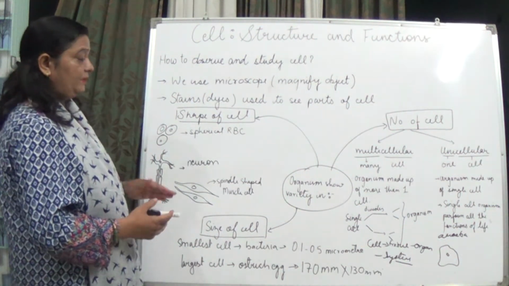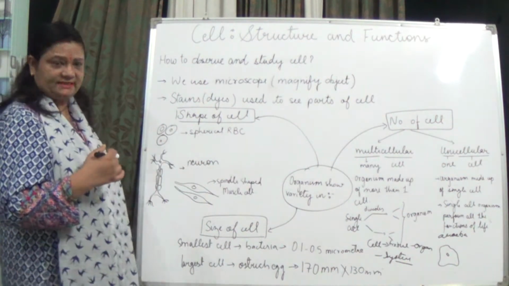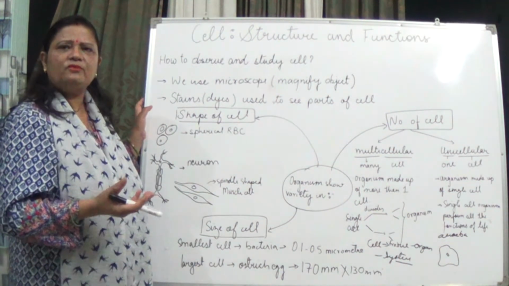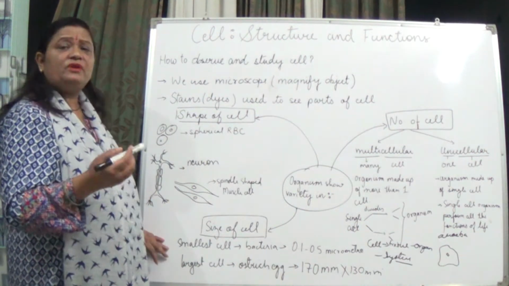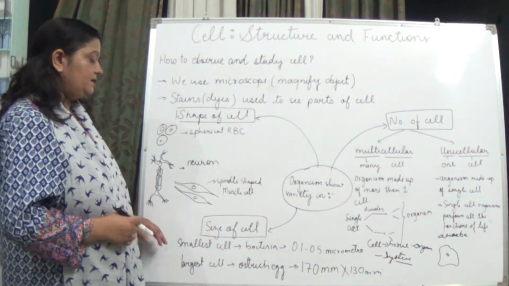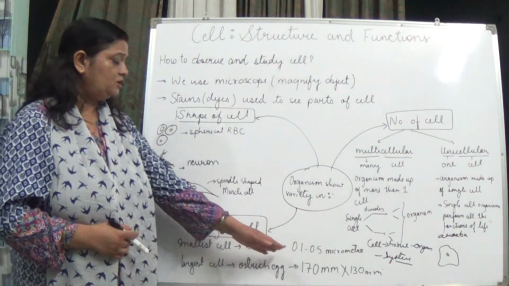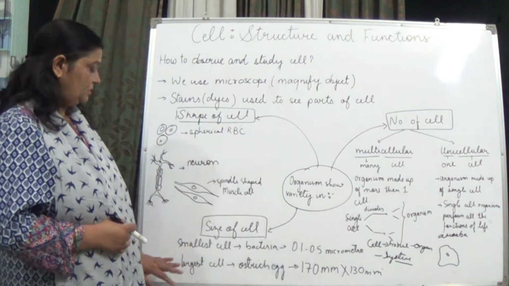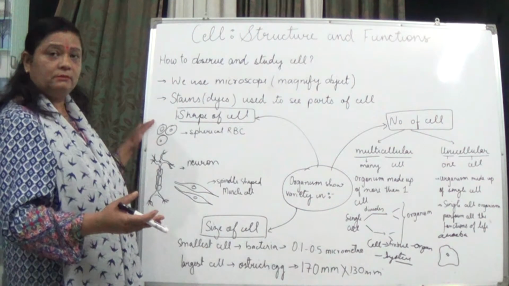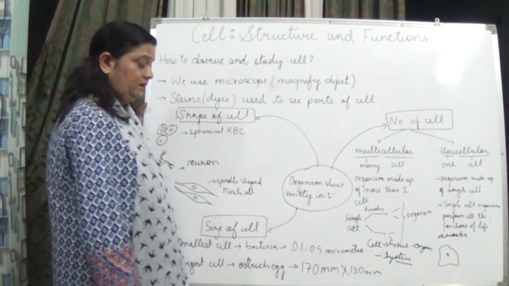Now when we talk about the next variety or difference that organisms show, it is the size of the cell. There are differences in the size of the cells. When we talk about the two extremes, the smallest and the largest cell, the smallest cell is found in the bacteria, in which you can see that the measurement is 0.1 to 0.5 micrometer, and the largest cell you can say is the ostrich egg, and its size is 170 millimeter into 130 millimeter.